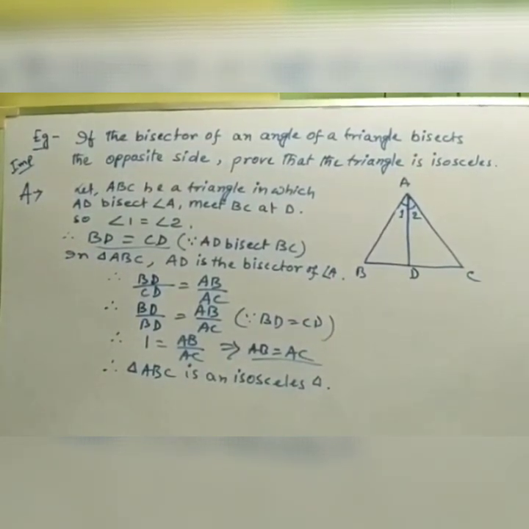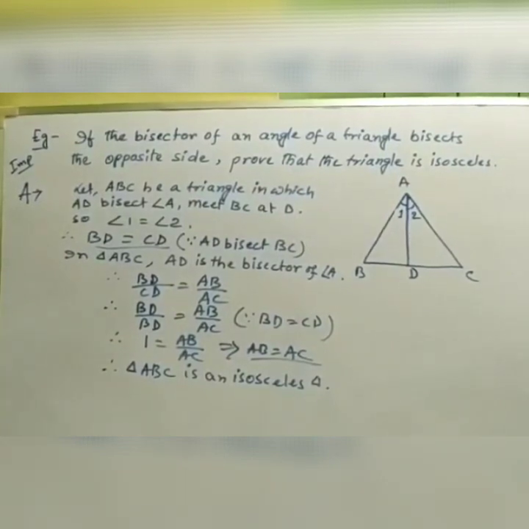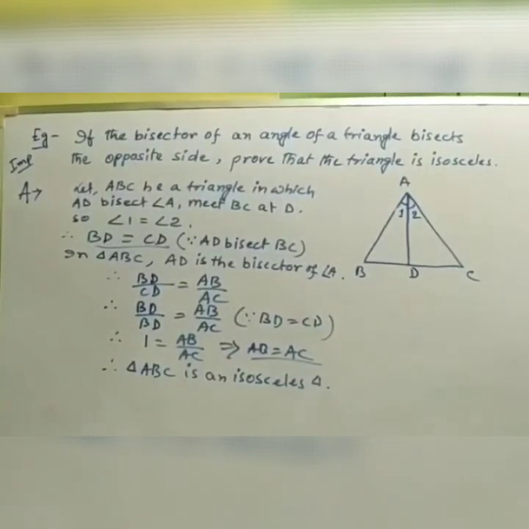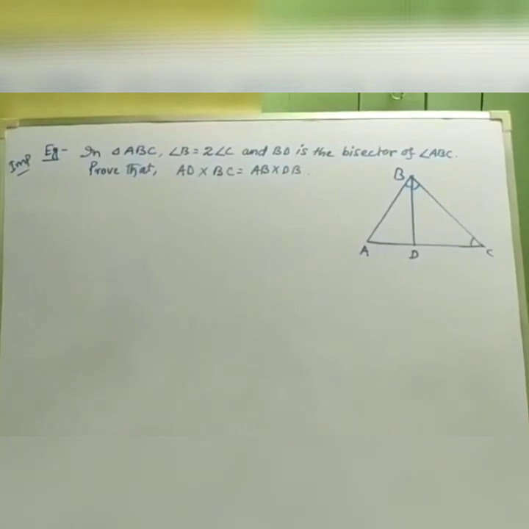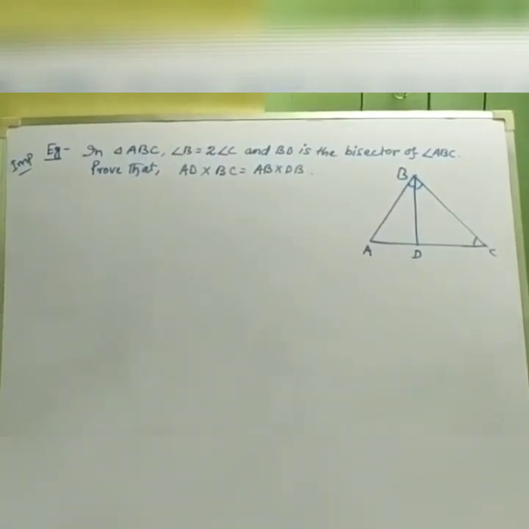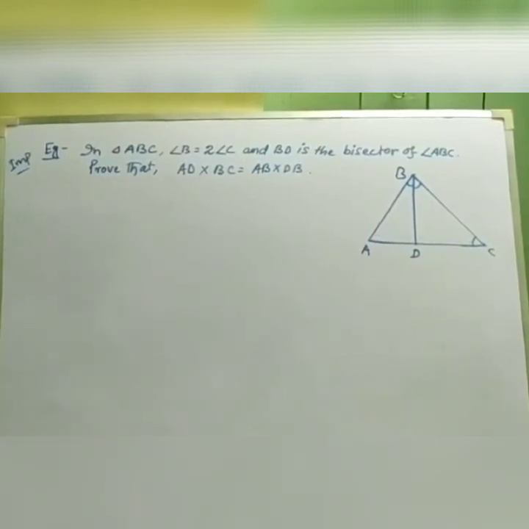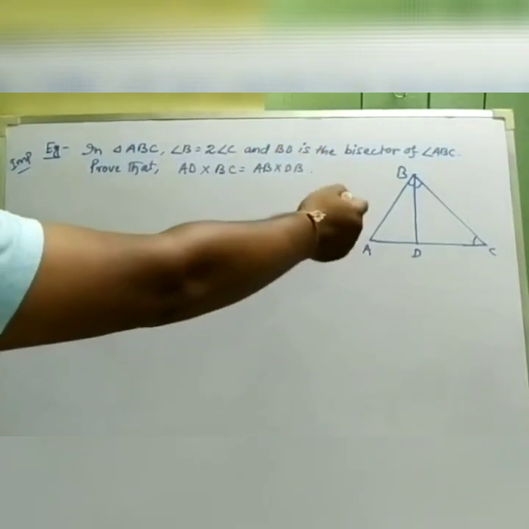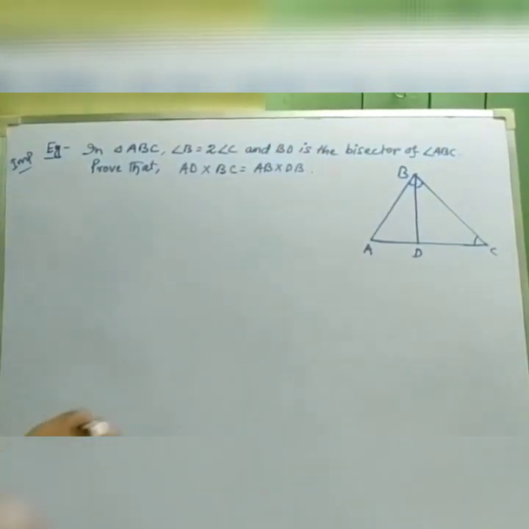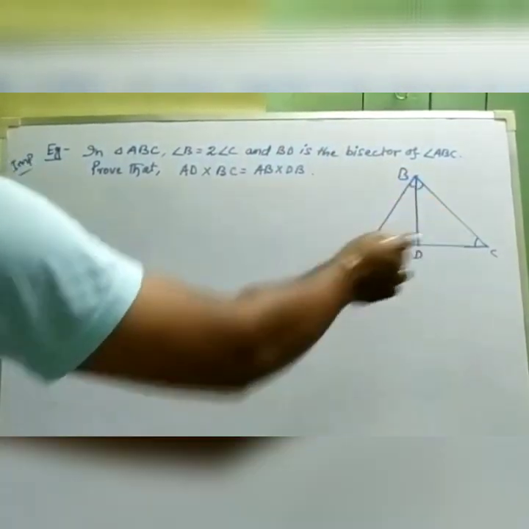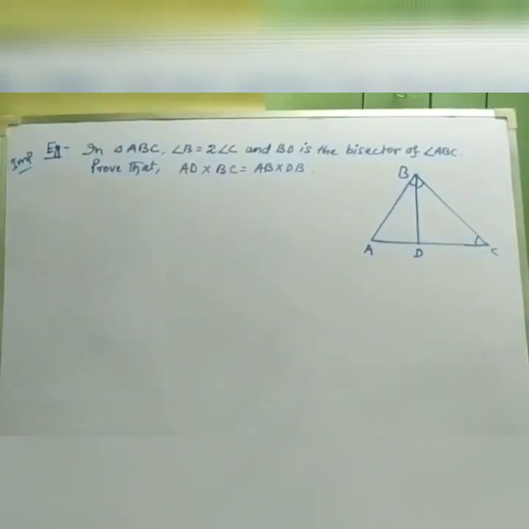This is one of the important as well as easy sums if you know the internal bisector theorem. Again, another important example. You can see the figure is given: ABC is a triangle and the condition is given, angle B equals twice angle C, and BD is the bisector, internal bisector, of angle ABC.